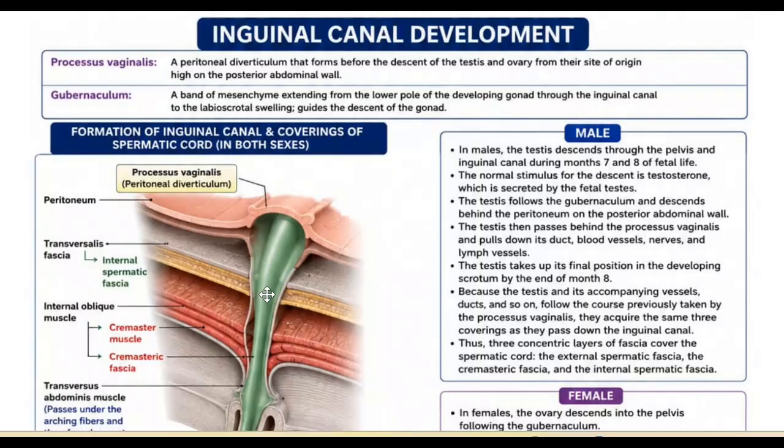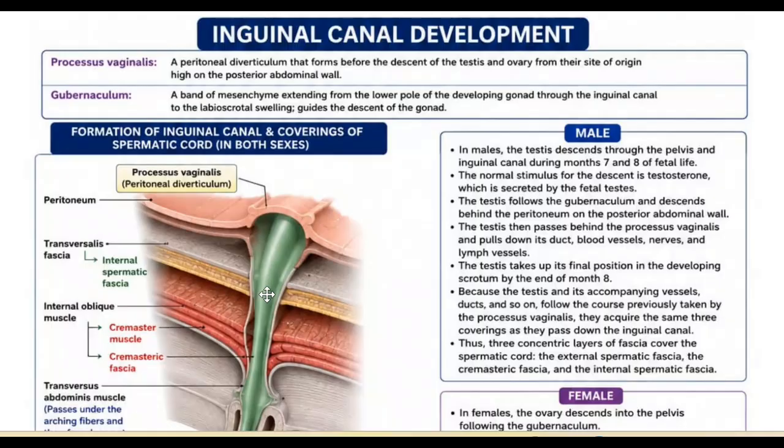If you have taken other lectures, you should already know that the coverings of the spermatic cord are external spermatic fascia, internal spermatic fascia. So from where are they coming? They are actually coming from the layers that were surrounding and through which this structure was passing.